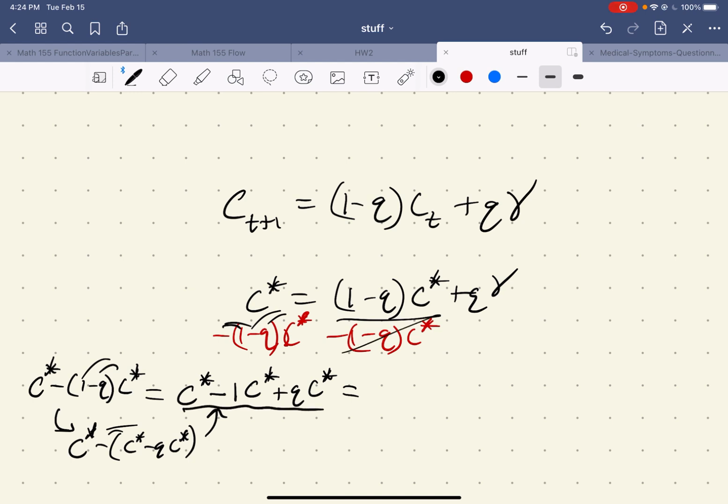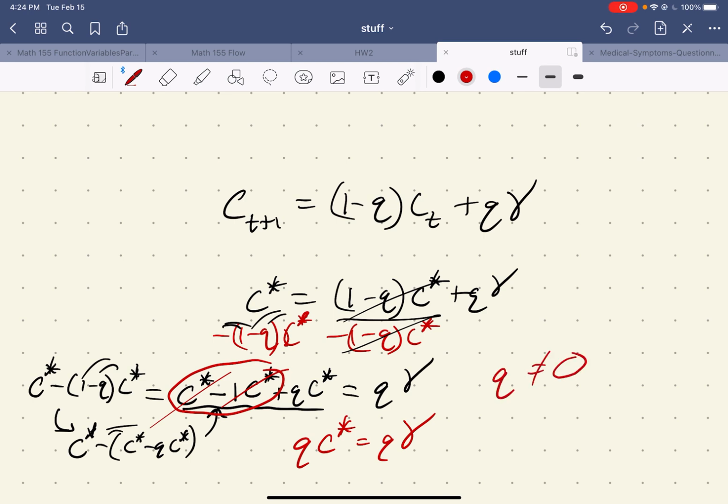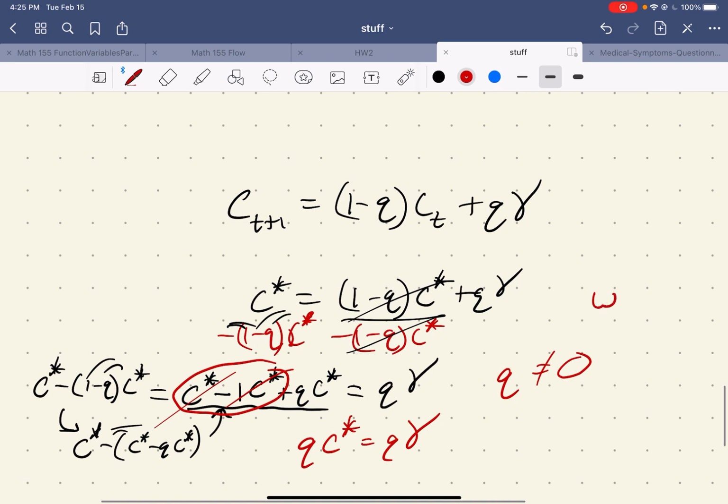And my right-hand side, let's see, you've killed each other, and I'm left with q gamma. But look at my left-hand side. I can do some cancellation. So what I really have is q C star equals q gamma. And so long as q is not equal to 0, which, in order for q to be 0, right, q is W over V. V is the volume of your lungs. W is the volume of your breath. So you're not allowed to breathe in order for q to equal 0. So that's not going to happen. So q's not going to equal 0.